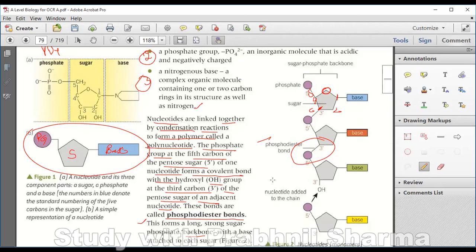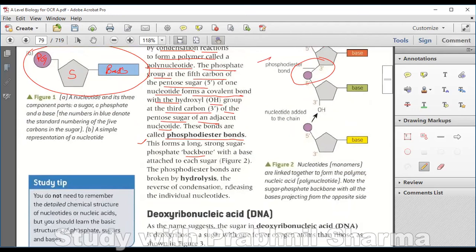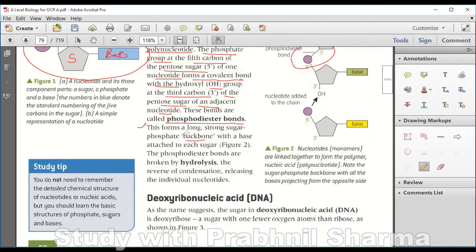Okay. Now, if you see this one, it forms a long, strong sugar phosphate backbone with a base attached to each sugar. In a similar manner, a long backbone is formed here, and a base is attached to each sugar. The phosphodiester bonds are broken by hydrolysis. You can break this bond with the help of hydrolysis.